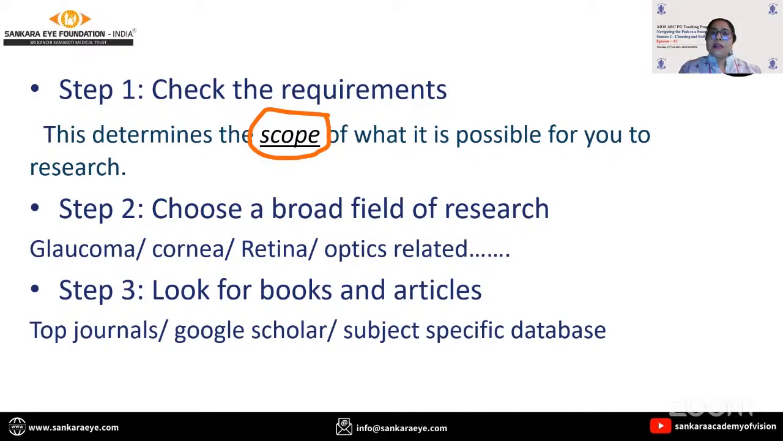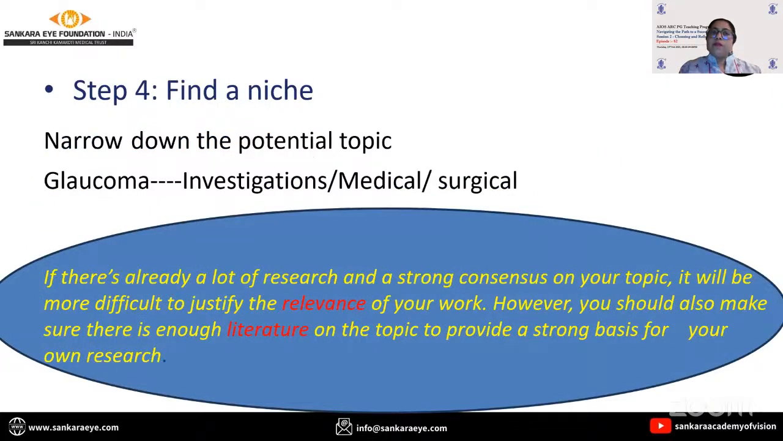Once you understand a broad field, then you look for books or articles, subject-specific databases, abstract books, old conference abstract books. All these can be read through, and then find a niche. What do you mean by niche? You narrow down that potential topic. That means, suppose you're choosing glaucoma. Are you going ahead with some kind of investigative modality? Is it a laser or a medical field or a surgical field?